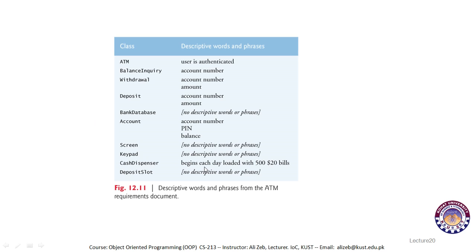For the cash dispenser, it begins each day loaded with a certain amount of cash bills. So these are the hints from where we can identify our attributes, and then we can follow those attributes with the operations that we would perform on those attributes.